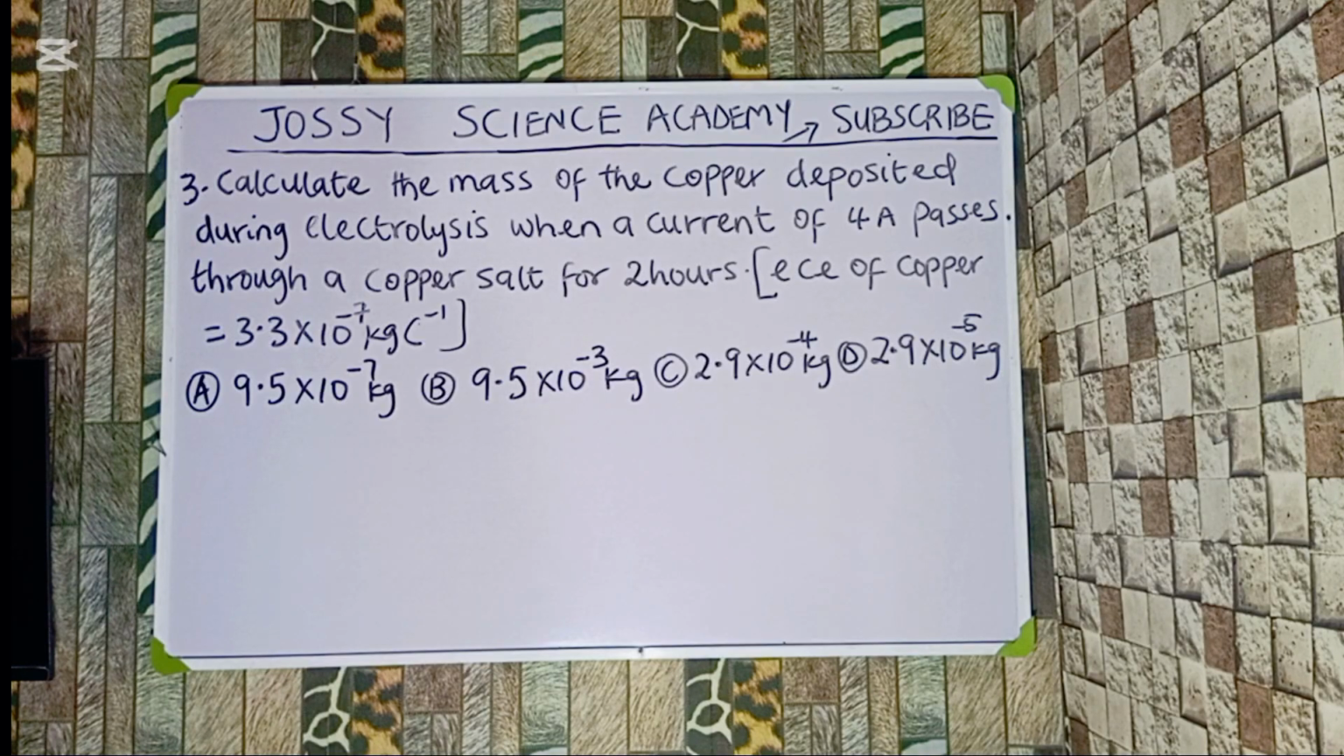Calculate the mass of the copper deposited during electrolysis when a current of 4 amperes passes through a copper salt for 2 hours. Electrochemical equivalent of copper is 3.3 times 10 raised to power minus 7 kilograms per coulomb. Option A, 9.5 times 10 raised to power minus 7 kilograms. Option B, 9.5 times 10 raised to power minus 3 kilograms. Option C, 2.9 times 10 raised to power minus 4 kilograms. Option D, 2.9 times 10 raised to power minus 5 kilograms.